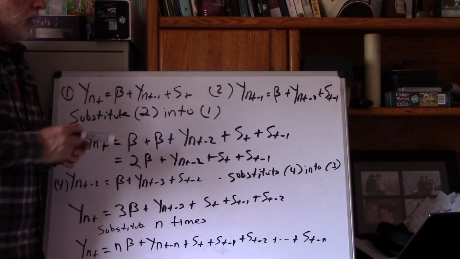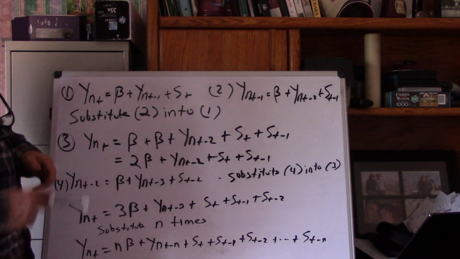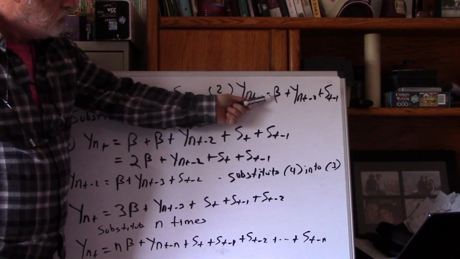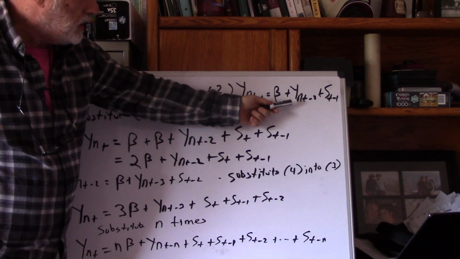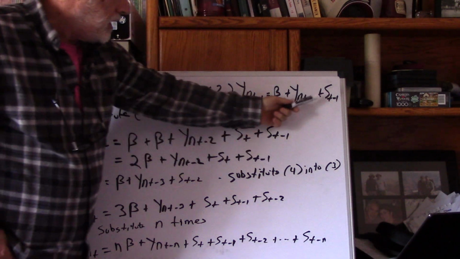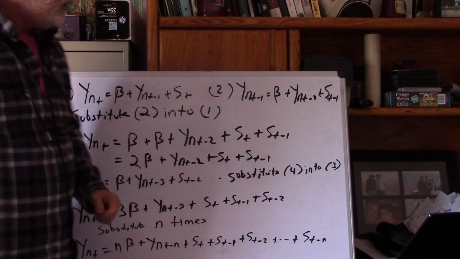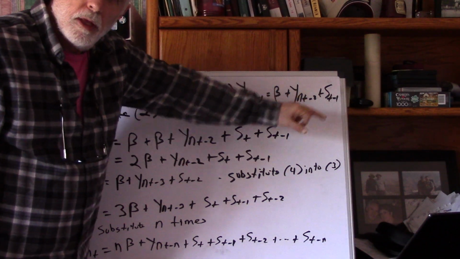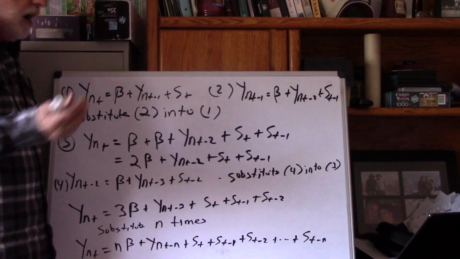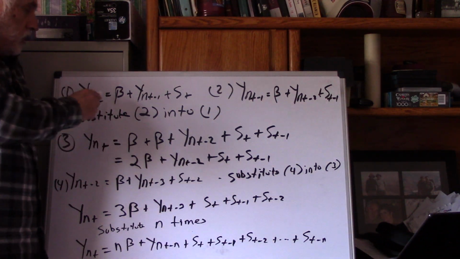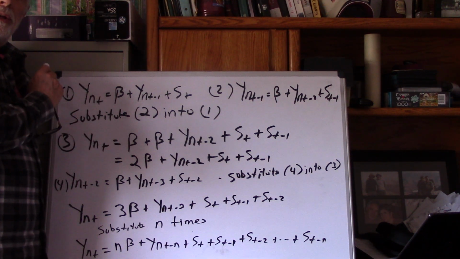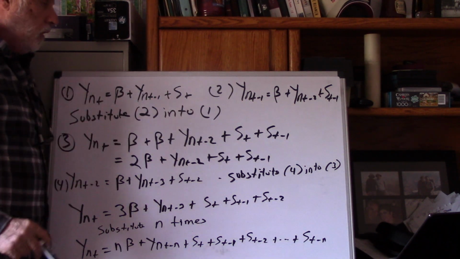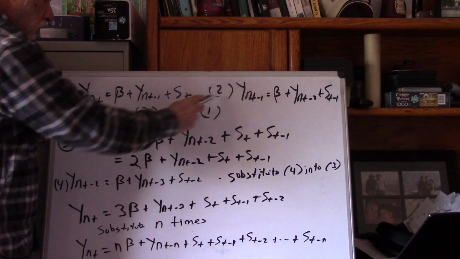Okay, so since this exists in period T, we can also write this as YNT minus 1 equals beta plus YNT minus 2 plus ST minus 1. So what we've done is we've lagged all the time subscripts by 1 period. Because what we're assuming is that the economy is stable, meaning that if this relationship exists in period T, it also exists in period T minus 1. Now what I want to do is substitute 2 into 1.